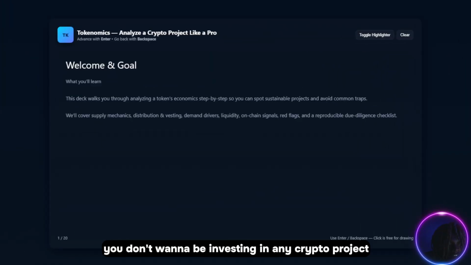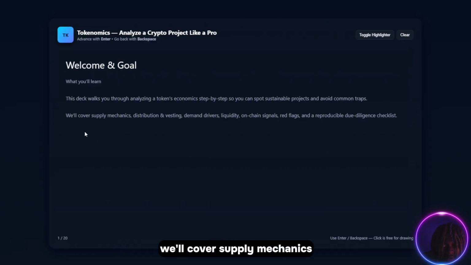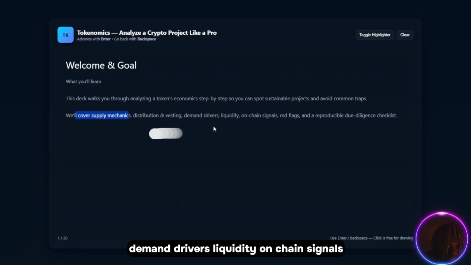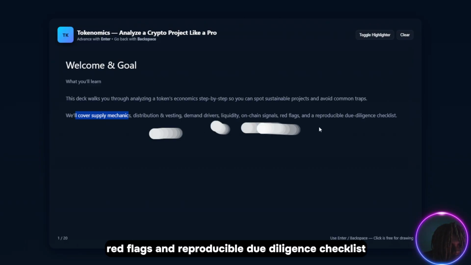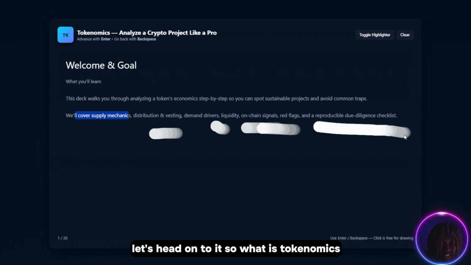All right, you don't want to be investing in any crypto project on the block. Let's talk about what tokenomics is, and let's talk about how you can spot sustainable projects and avoid some common traps. Avoid rug pulls and avoid just losing bread for no reason. We'll cover supply mechanics, distribution, vesting, demand drivers, liquidity, on-chain signals, red flags, and reproducible due diligence checklists. Let's head on to it.